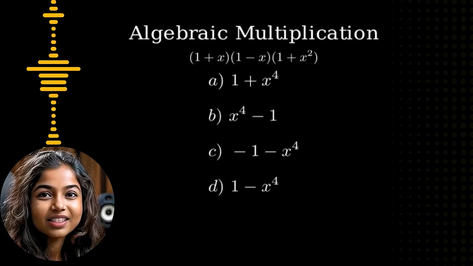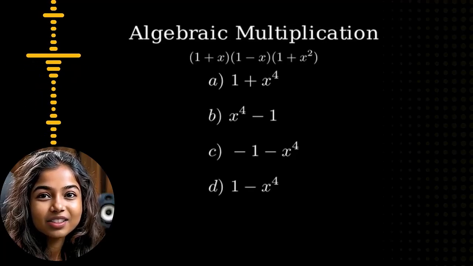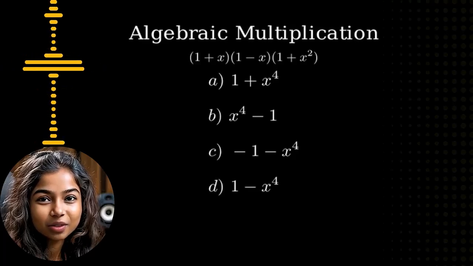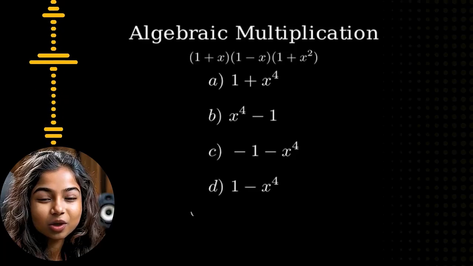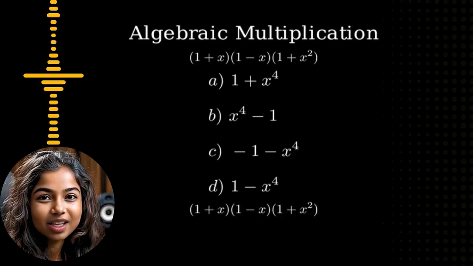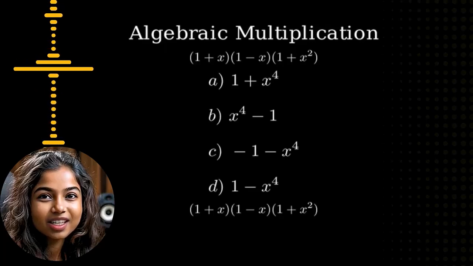A, (1 + x)⁴; B, x⁴ - 1; C, -(1 - x)⁴; or D, (1 - x)⁴. Let's break this down into smaller steps. First, let's multiply (1 + x)(1 - x). This is a difference of squares pattern.